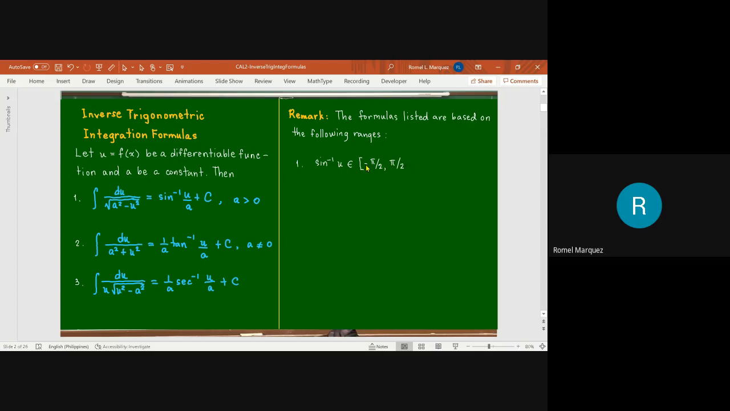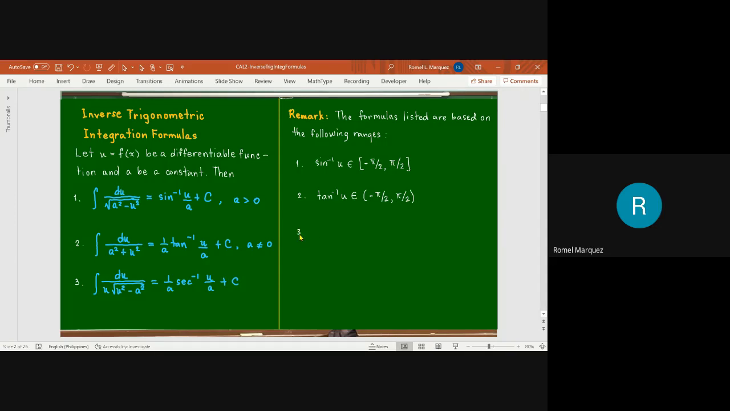So that's our assumption. These are ranges, not really the restrictions for the inverse functions here, but these formulas are based on these ranges of the following functions. Number two, we have arctangent, or inverse tangent, of u, which is based on the open interval negative pi over 2 to pi over 2.